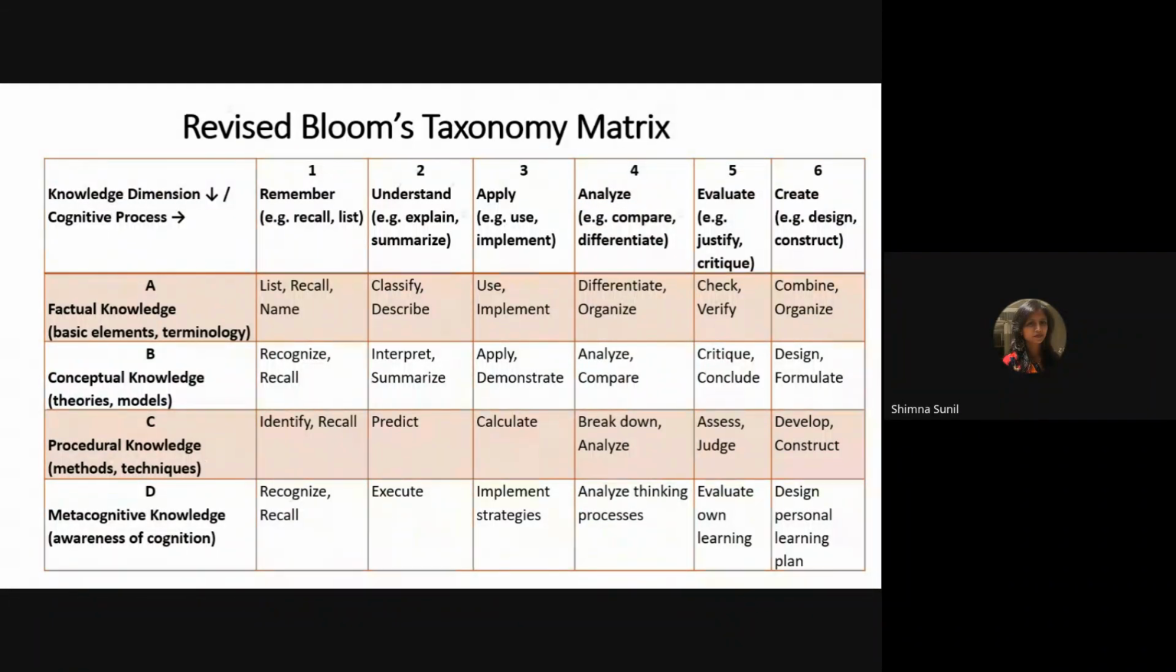A, B, C, D, can you see? What is that A, B, C, D? I'll just read it for you. Can you see A? Under A, we have factual knowledge.